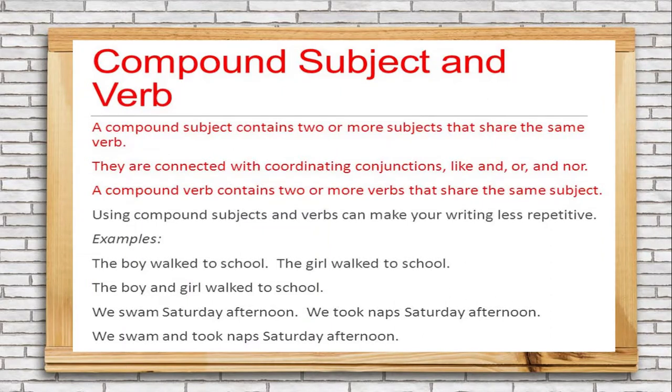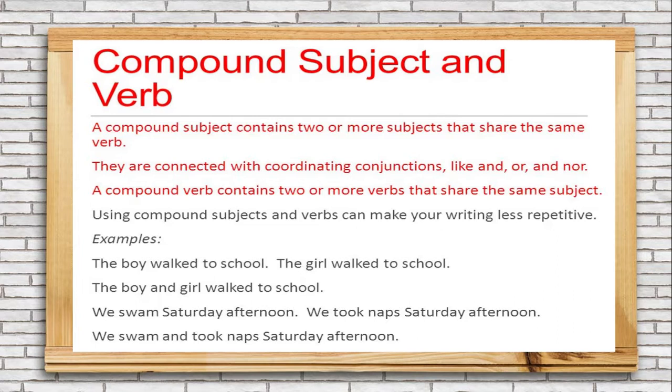Compound subject and verb. A compound subject contains two or more subjects that share the same verb. They are connected with coordinating conjunctions like and, or, and nor. A compound verb contains two or more verbs that share the same subject. Using compound subjects and verbs can make your writing less repetitive. Here are a few different examples.